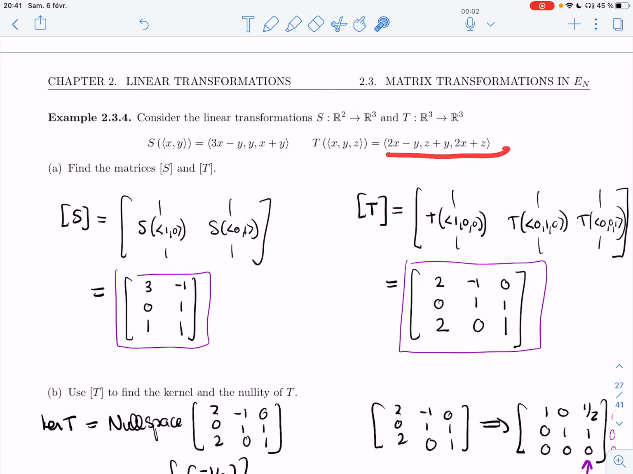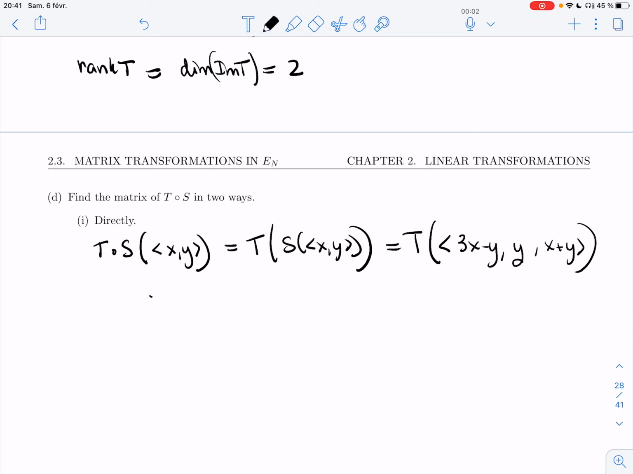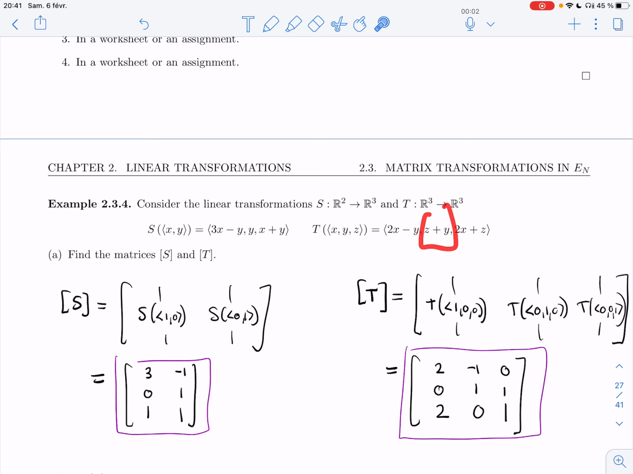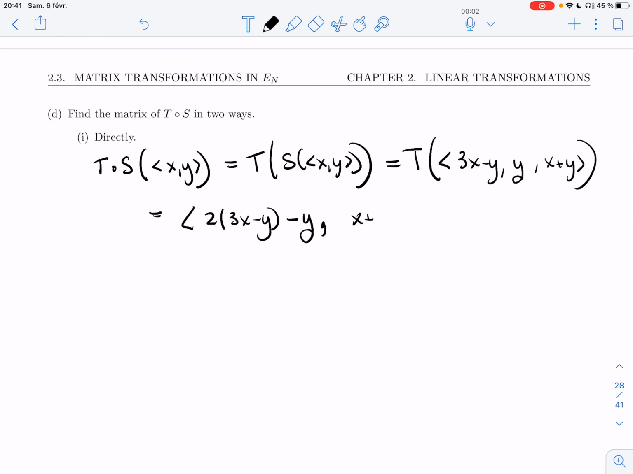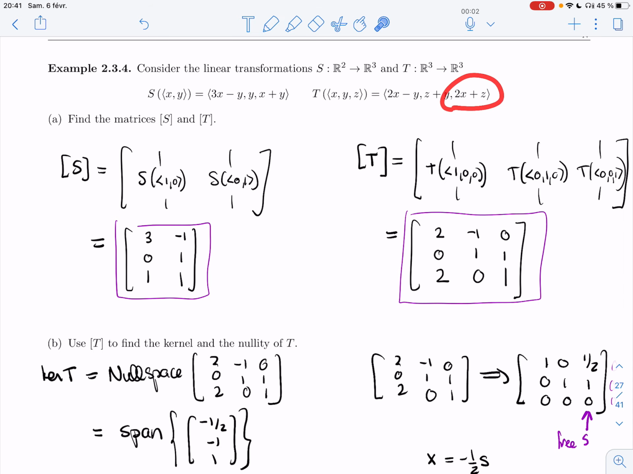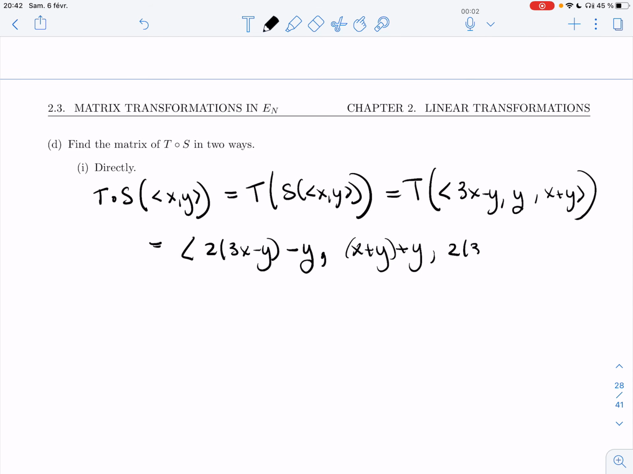And then I'm going to apply T to it, so I'm going to take twice the first entry minus the second. And then the third plus the second. And the final one was twice the first plus the third. All right, so I got 6x minus 2y, well, minus 3y. Let me do it directly. The next is x plus 2y, and the final one is 7x minus y.